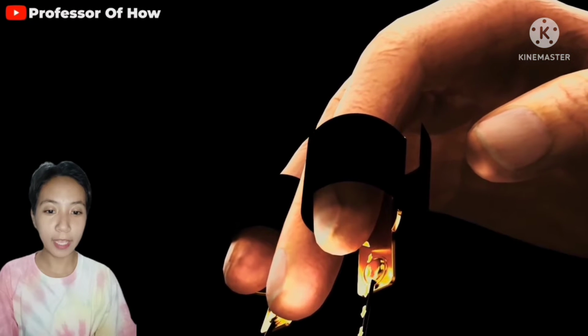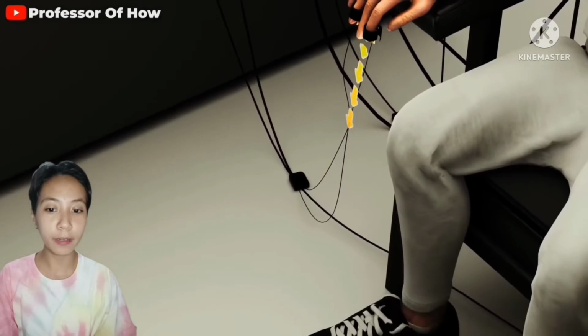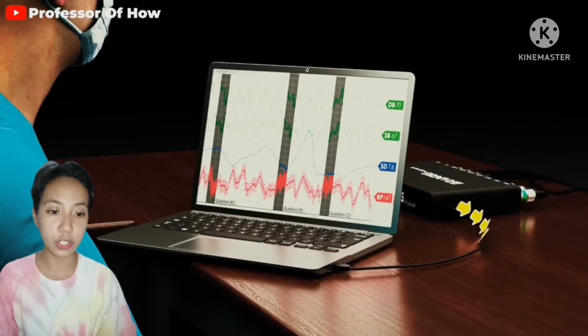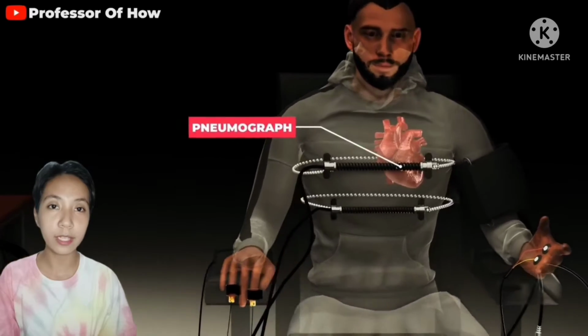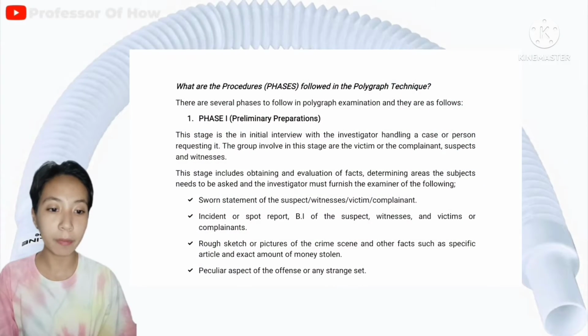Everyone. Today we are going to discuss the phases or procedure followed in polygraph technique, the general question test, and examples of test questions. First, we will tackle the phases or procedure to be followed in polygraph technique. We have phase 1 or the preliminary preparations.